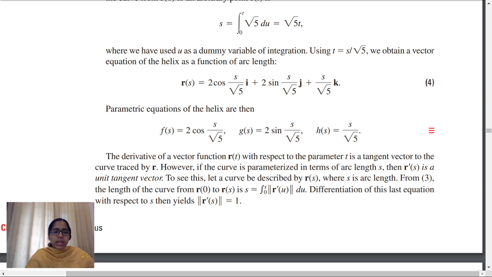So that's it for section 9.1. We have discussed vector functions, their operations, the limit, continuity, differentiation, integration, and finally the arc length, and I hope you have all understood it.